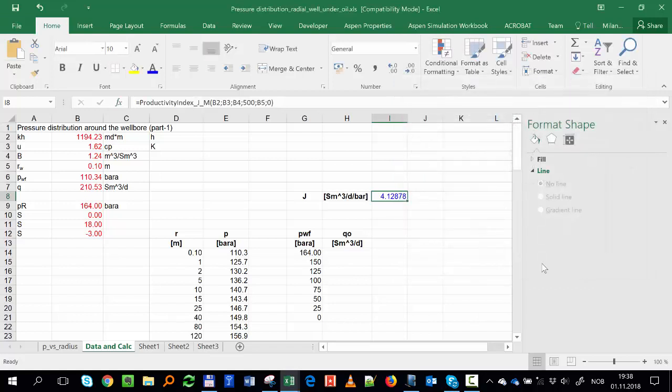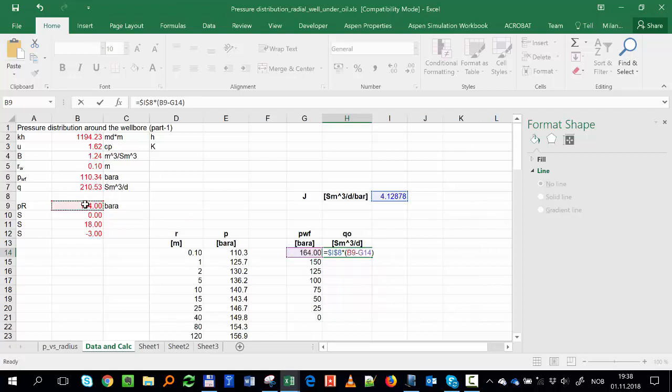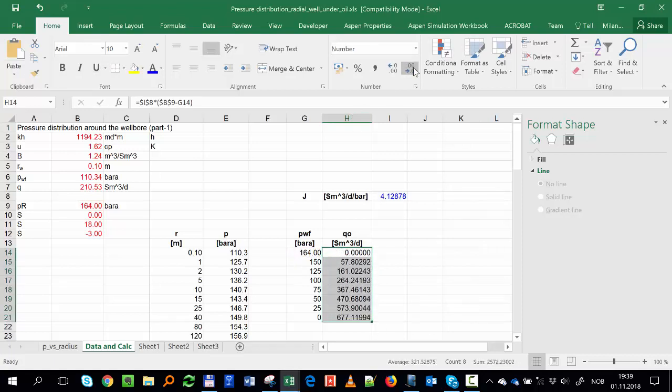Okay, then the rate of oil will be simply the J, which I have to block, times open parenthesis PR, and I have to block that number, if all the points will have the same PR, right? Minus PWF, and in this case is the same. Actually I should take maybe reservoir pressure from here, and block it, minus PWF, and I get those numbers.